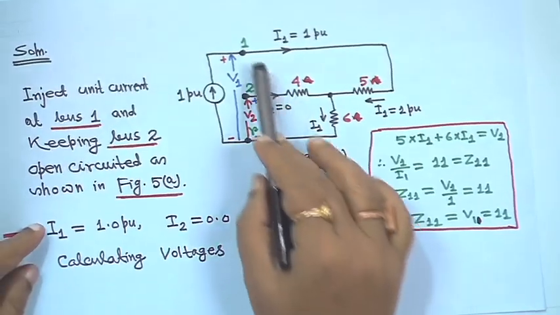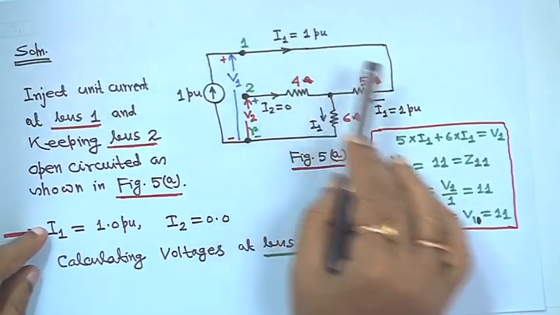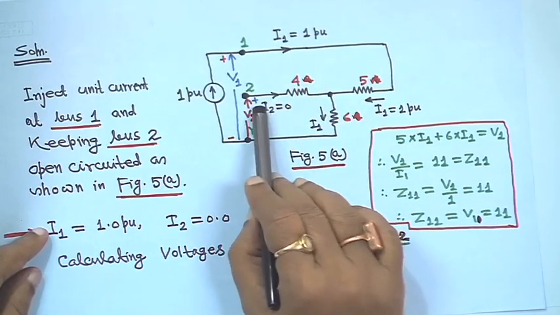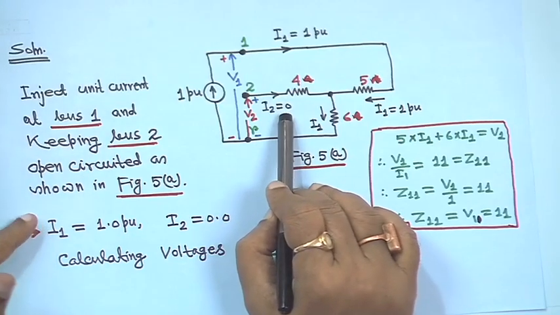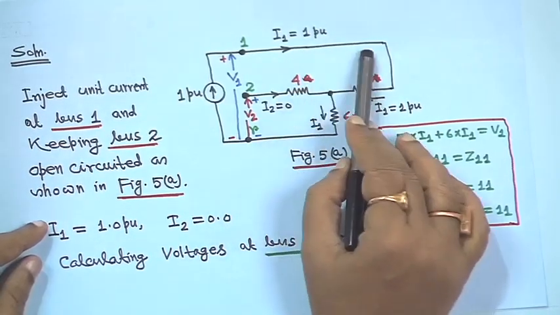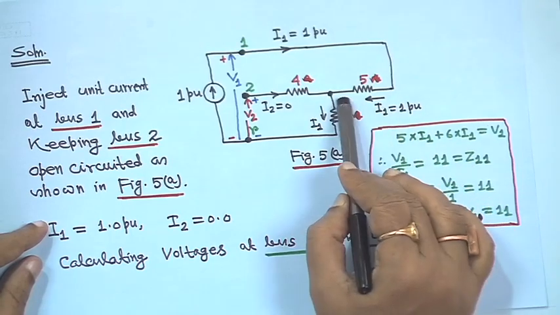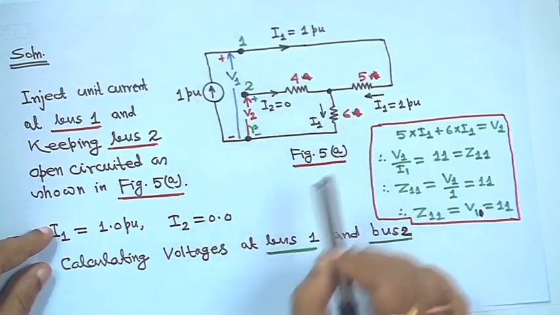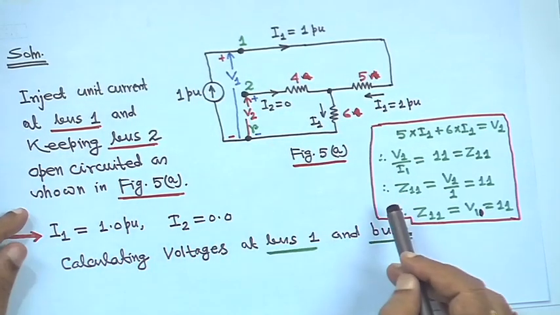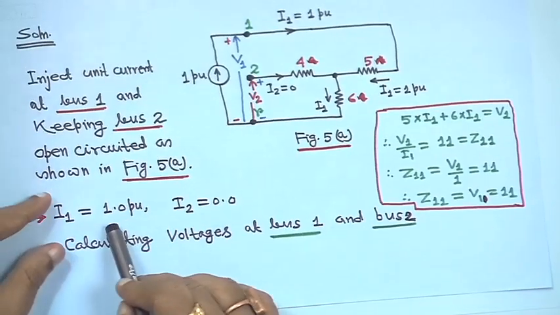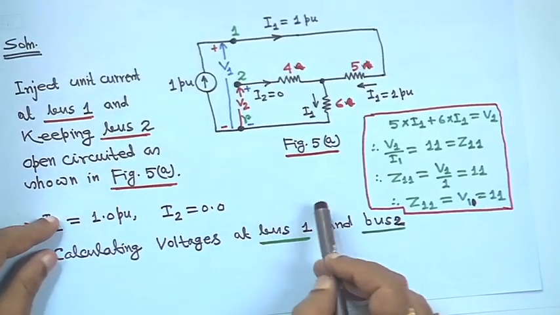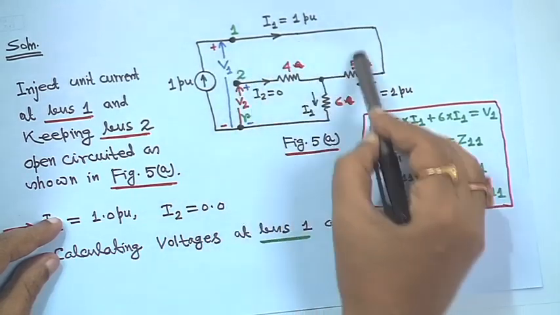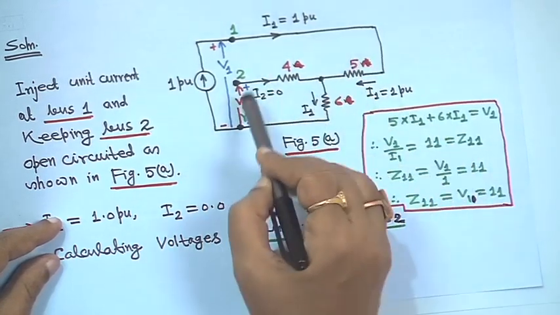That means I1 is 1 per unit current, and as nothing is injected here, I2 is equal to 0, right, and I1 is equal to 1. So this I1 current is flowing here, and as this current is 0, the same I1 is flowing here, and this way it is the return path. Now, in this case I1 is equal to 1, I2 is equal to 0, and first we apply KVL in this loop.